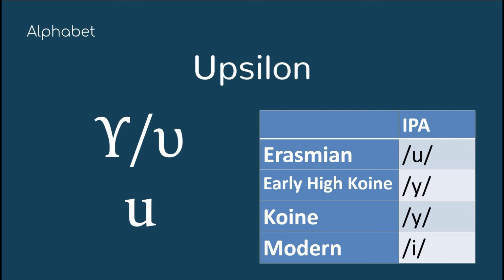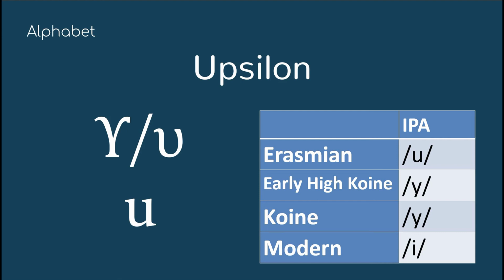Finally, we have ypsilon, and this is where we start to get some variations within the pronunciation systems. The Erasmian system has the U sound, just like an English U. Both Koine pronunciations have a sound that isn't found in English. It is produced in an identical way to iota, except the lips are rounded. So it is U. Modern Greek doesn't distinguish this sound from iota at all. So it is also E.